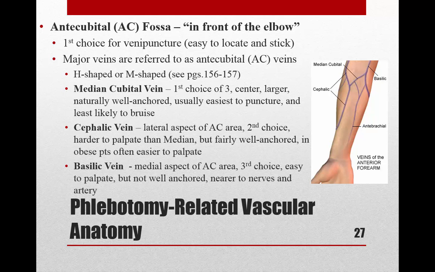The main one that you should all be very familiar with is the antecubital fossa, or the AC. This is our first choice for venipuncture. This is where our major veins that we really like are. They're easy to locate, they're easy to stick, they're naturally well anchored, it's safe, all those kinds of things. You should already be pretty familiar with this part because we've been doing this in lab all the time already.